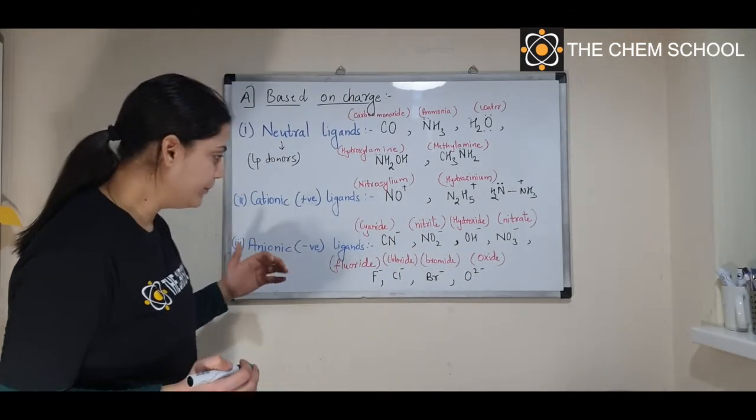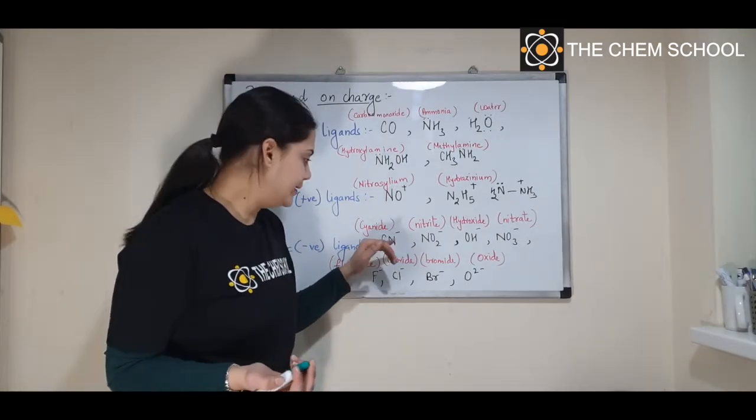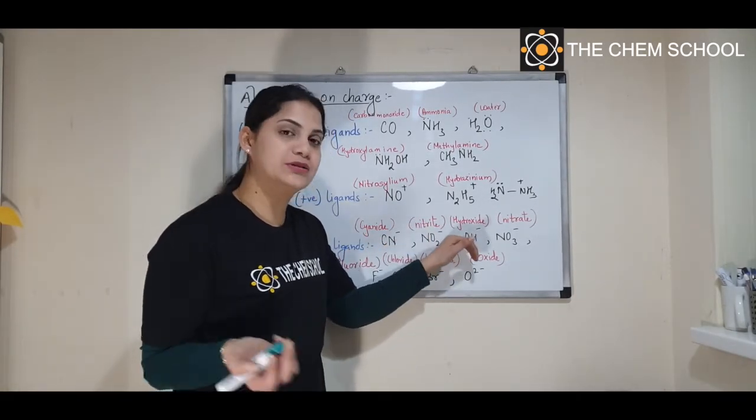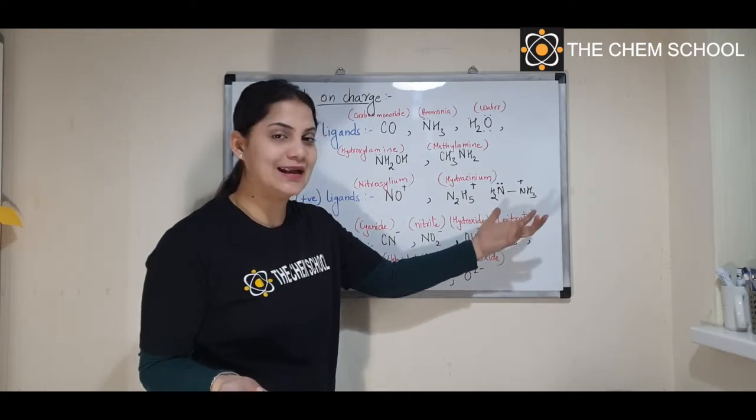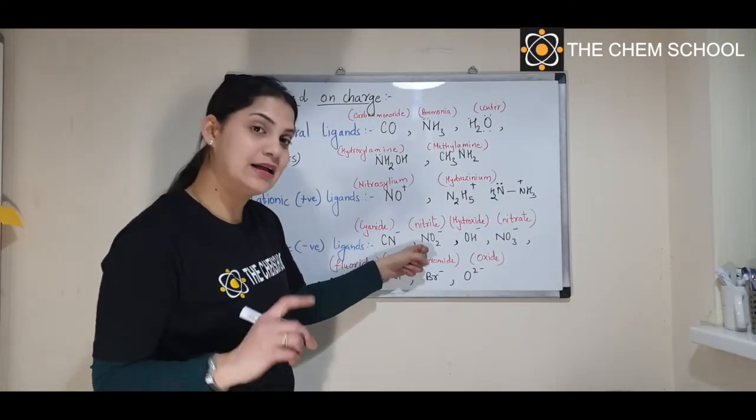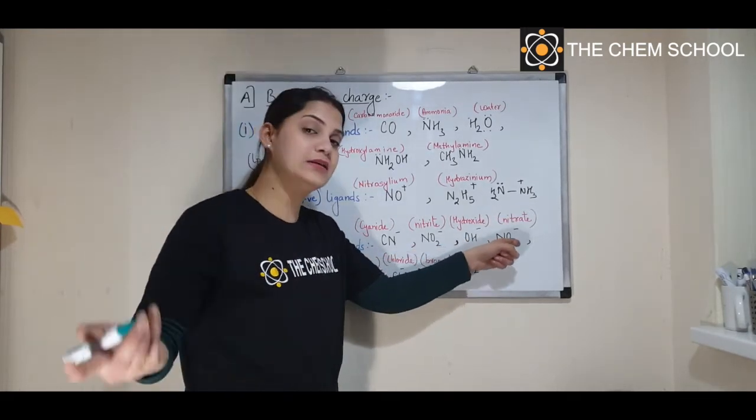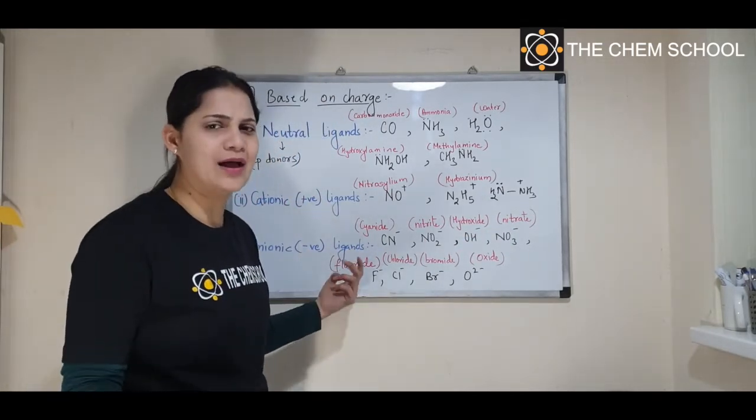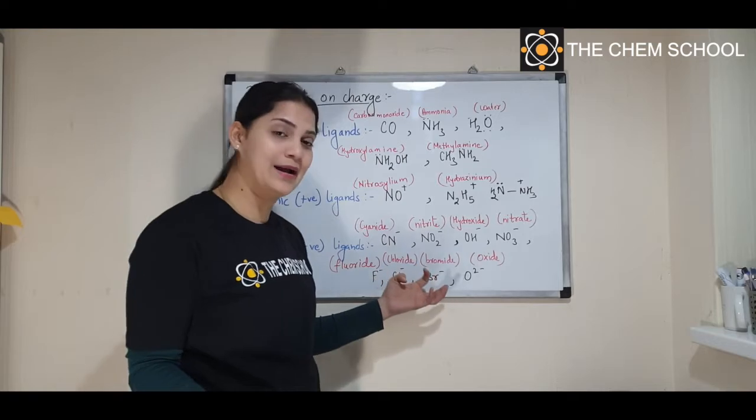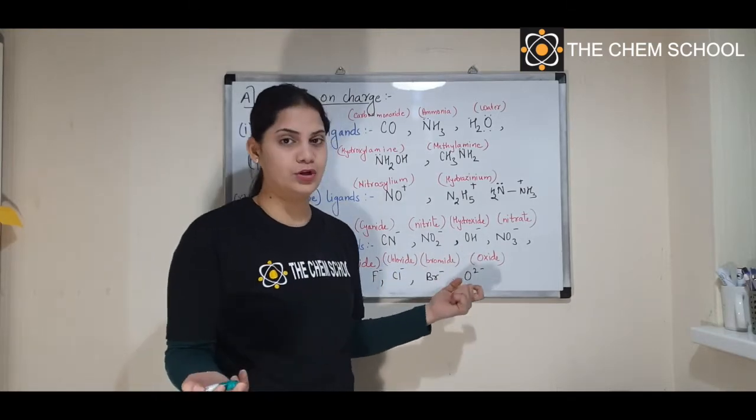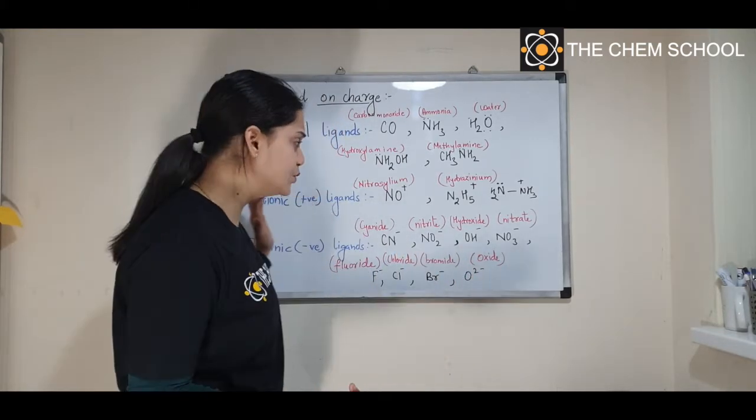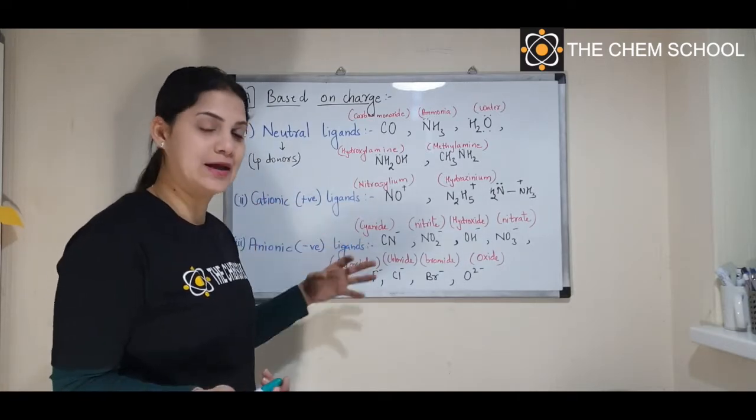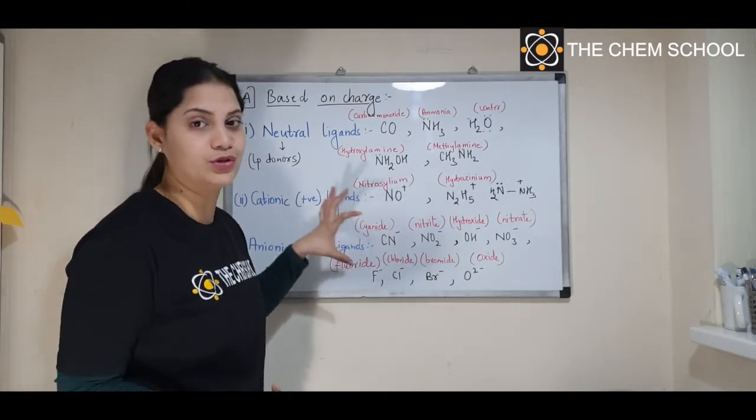Anionic ligands: CN minus, which is cyanide, then NO2 minus, which is nitrite, OH minus, which is hydroxide, NO3 minus, which is nitrate. So NO2 minus nitrite, NO3 minus nitrate. Just remember that. Then X minus, you have the halides, that is fluoride, chloride and bromide. Then O2 minus is going to be your oxide. So this was your first classification, that is based on charge. Try to memorize the examples. The examples are the thing to focus on.